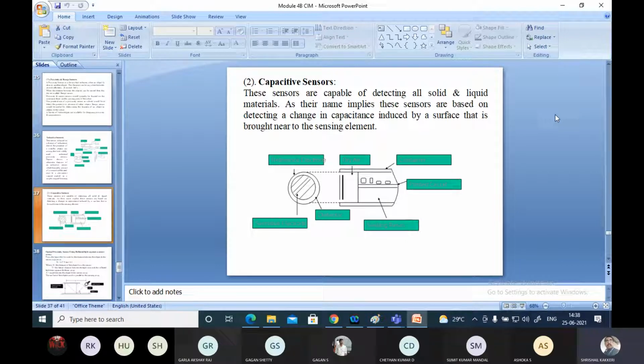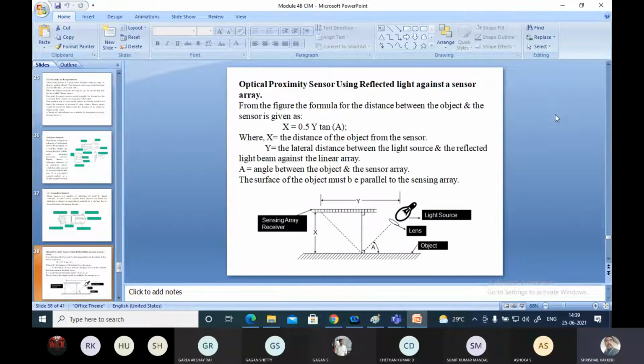There will be a reference electrode, a sensitive electrode, and in between them a dielectric medium. Any gases, solids or liquids flowing towards or crossing this capacitor sensor can be identified, because the dielectric medium between the two electrodes will change. So this gives a sense of the presence of the object and at what distance the object is. This is the capacitive sensor.